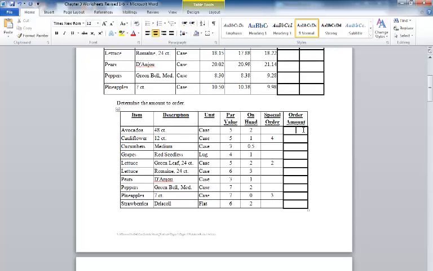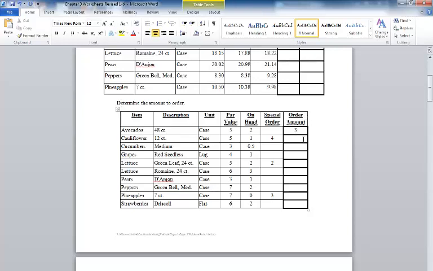I believe for par value, you should set a maximum on hand at any time and a minimum on hand at any time, so that you don't have too much on hand, but if it gets down to a certain point, you're not going to make it to the next delivery. So set a maximum and minimum amount. In this case, the par value is the maximum amount of 5 for avocados. I subtract what's on hand, so therefore I need to order 3 cases of avocados.